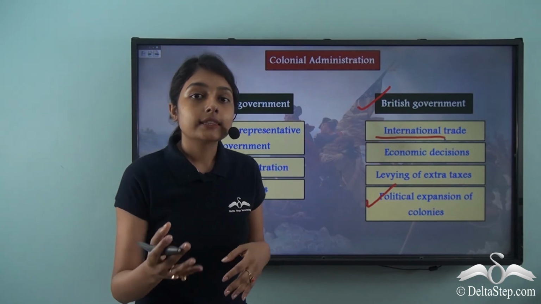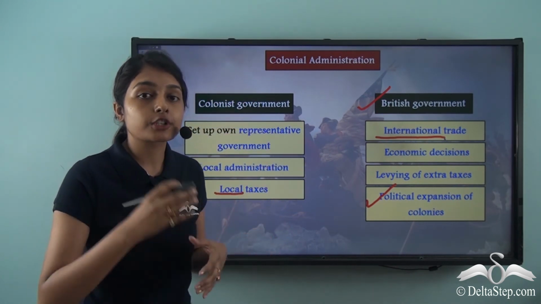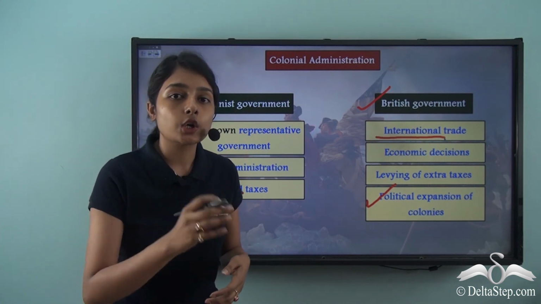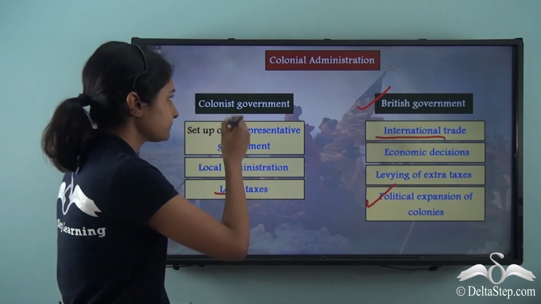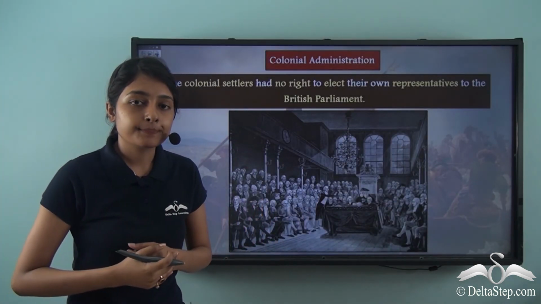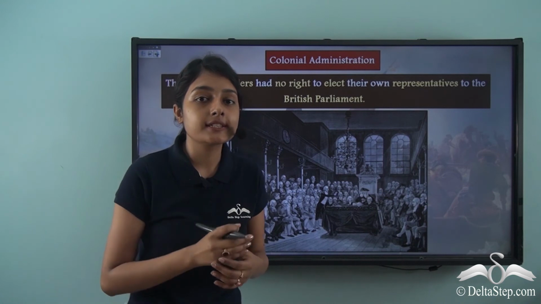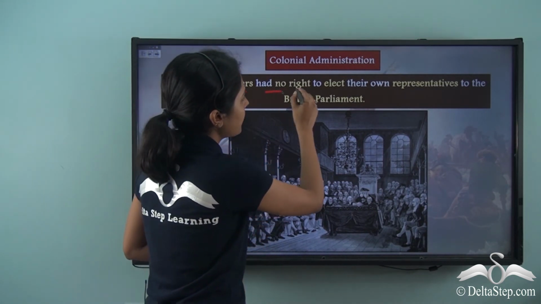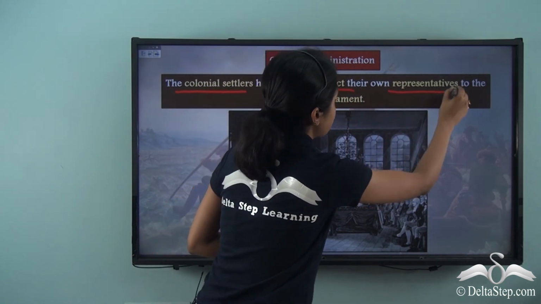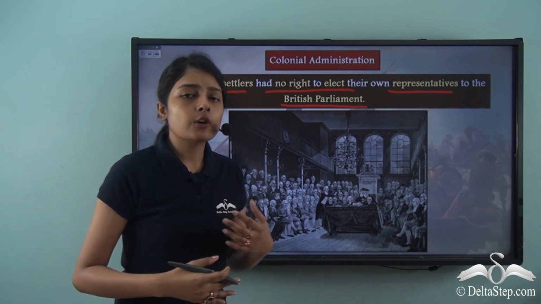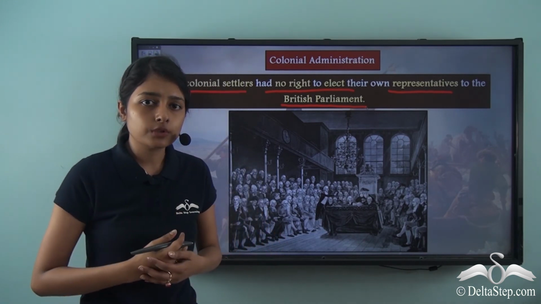But this is not the end to the unfair treatment or the unfair division of power that was in existence in these 13 North American colonies. But the most unfair thing that happened in these colonies was that the colonial settlers had no right to elect their own representatives to the British Parliament. Does it not sound very unfair and unjust to you?